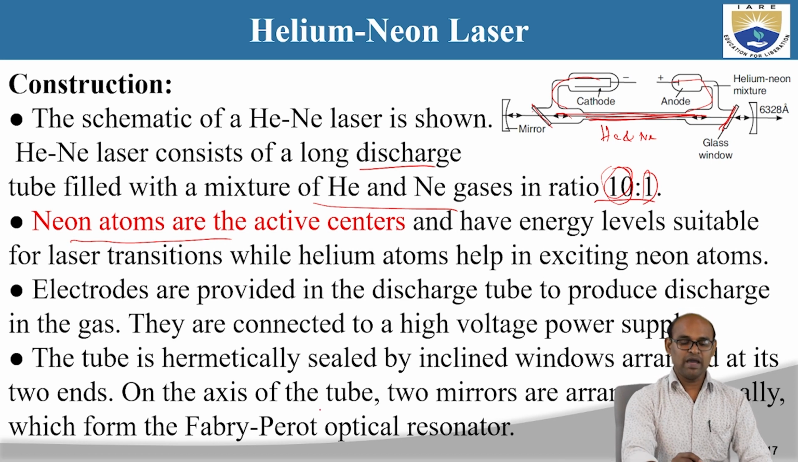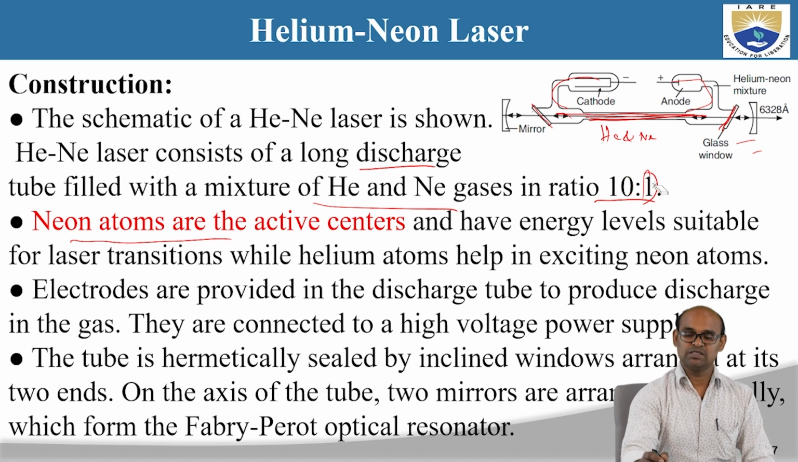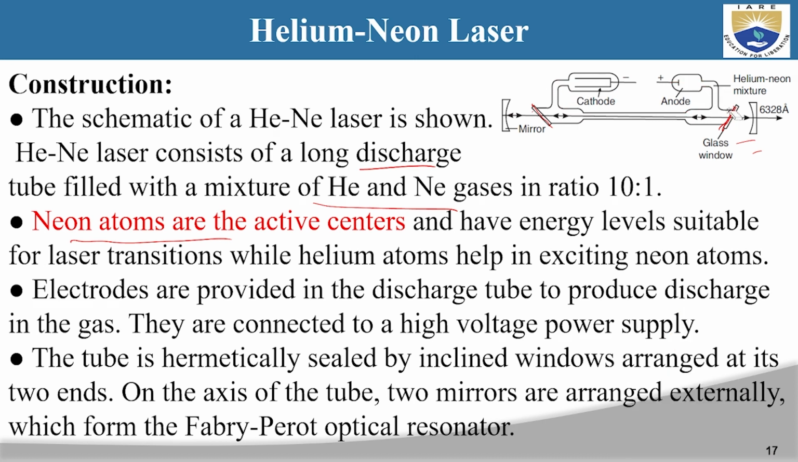On the axis, two mirrors are arranged externally, which form the Fabry-Perot optical resonator. At the ends of the glass tube we set up two mirrors: the front one is partially reflecting and the back one is 100% reflecting. In the center is the active medium in the narrow glass tube, containing the host and active centers. This setup forms a Fabry-Perot optical resonator. So this is the construction of the helium neon gas laser.